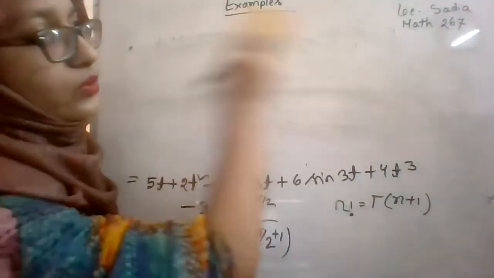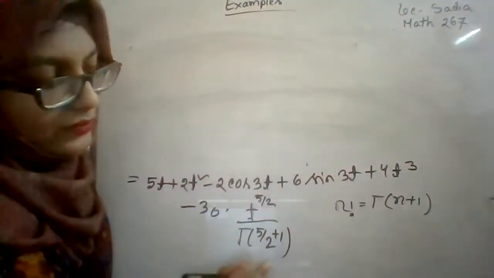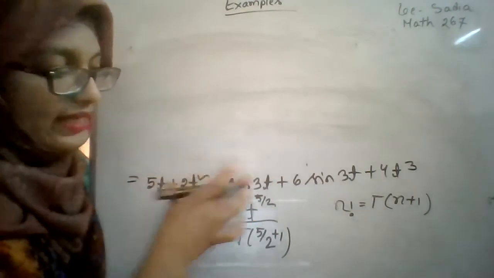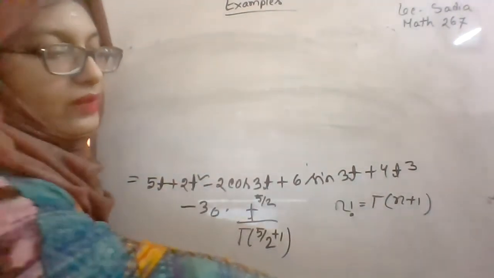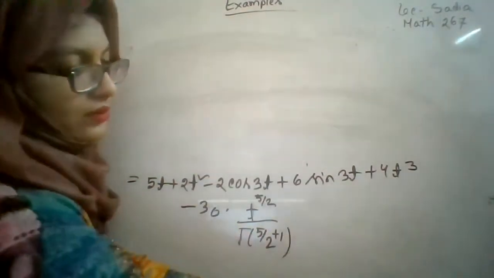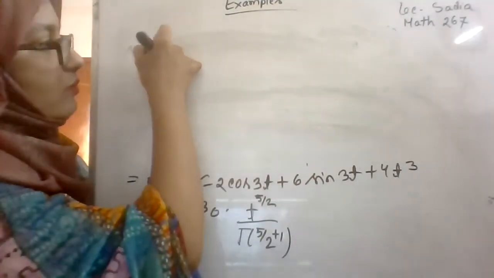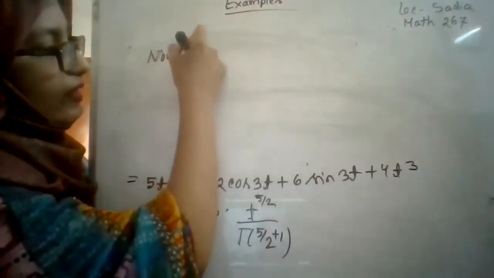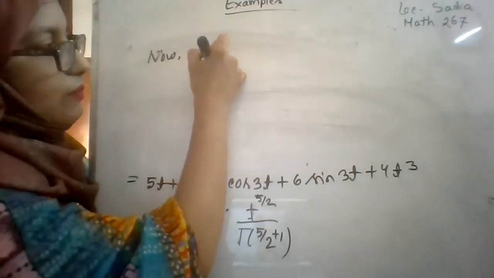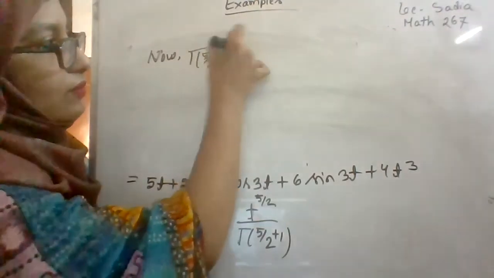So as a side note, we will find the values for gamma 5 by 2 plus 1, because otherwise we have to write down this whole term again and again, okay? So at first we will find the values for gamma 5 by 2 plus 1.